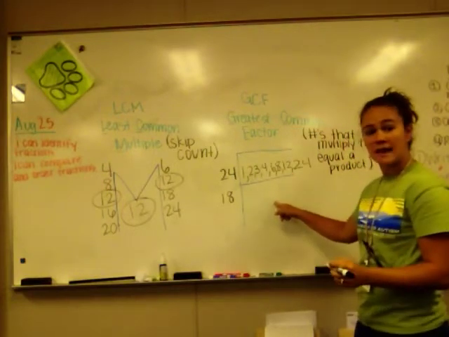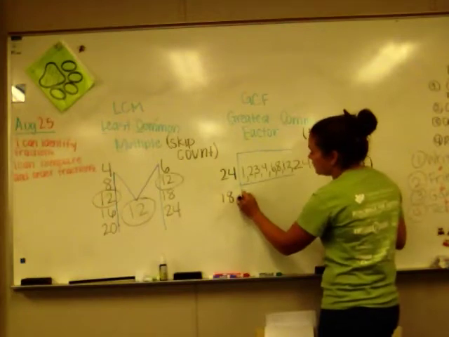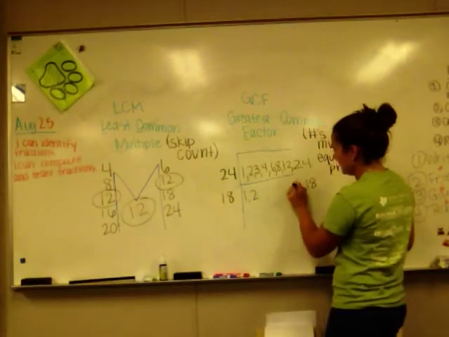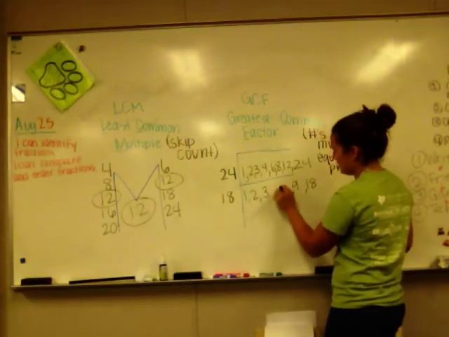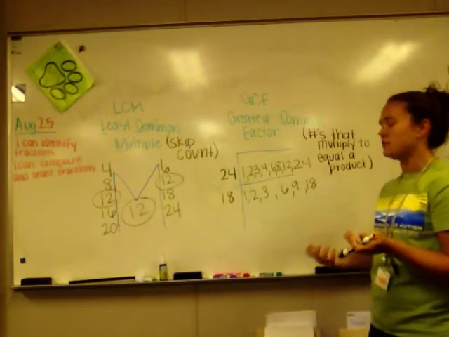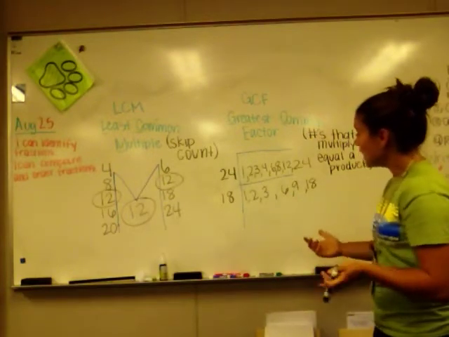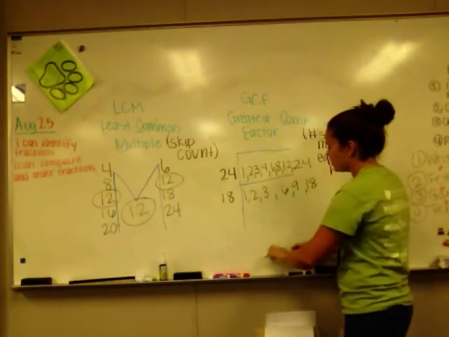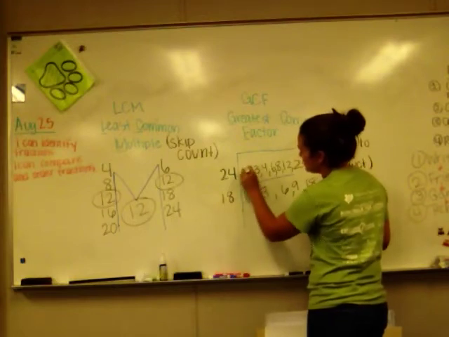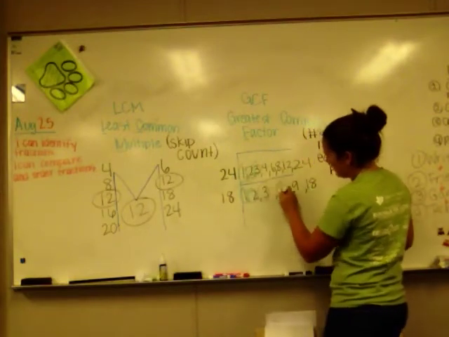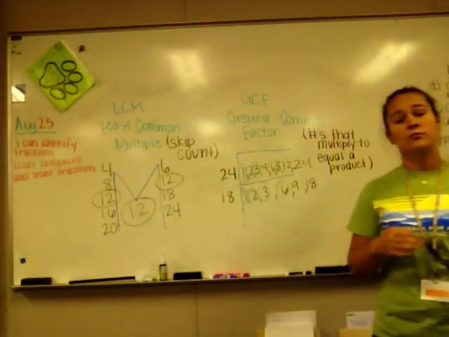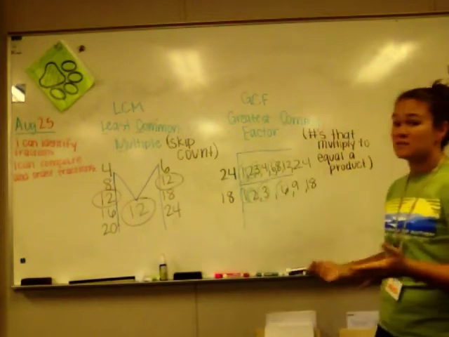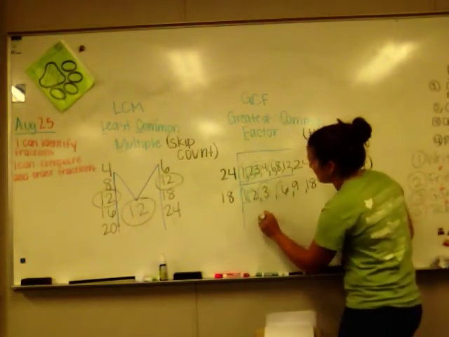Okay, so now I'm going to look at 18, and I've got 1 and 18, I've got 2 and 9, 3 and 6, and then 4 or 5 do not fit into 18. So I've got quite a few here that are the same. So I'm going to circle all the ones I have that are the same, 1, 2, 3, and 6. But now I'm looking for the greatest common factor. That means the biggest number. So the biggest number that they have in common is 6.